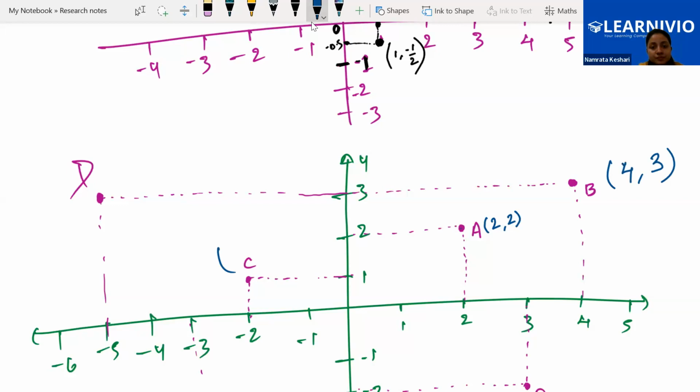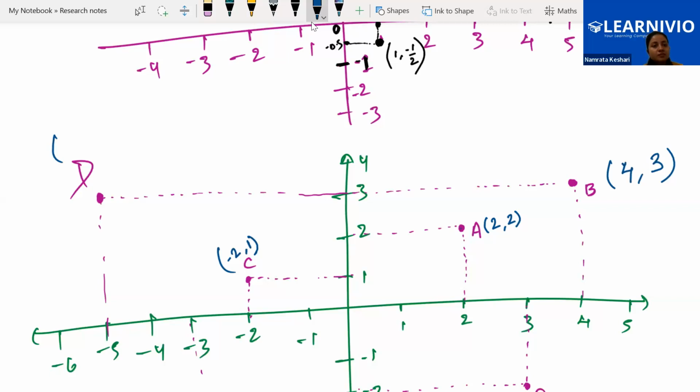Minus 2, comma 1. X is negative 2, y is positive 1. Even if it is not clear over here whether I have written +1 or -1, you should be clear. It is on the upward side of the vertical line, the y-axis. So y has to be positive over here. Okay. What about D?